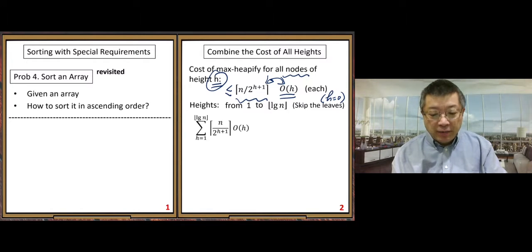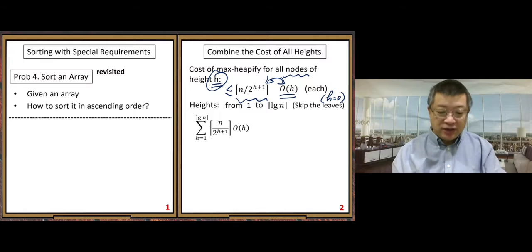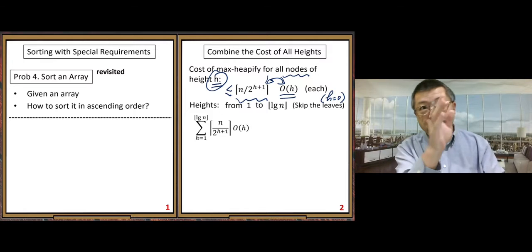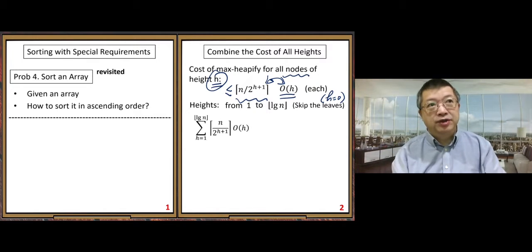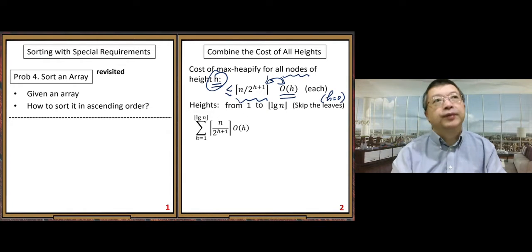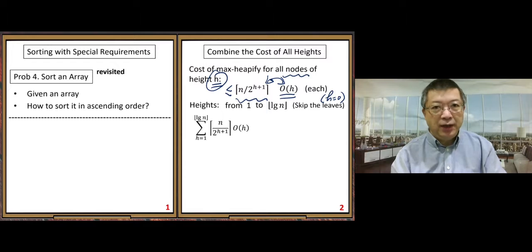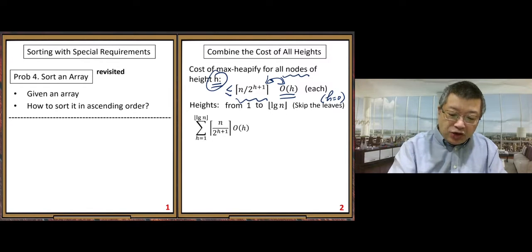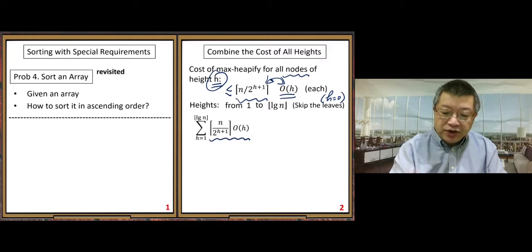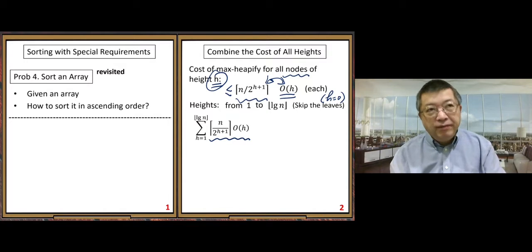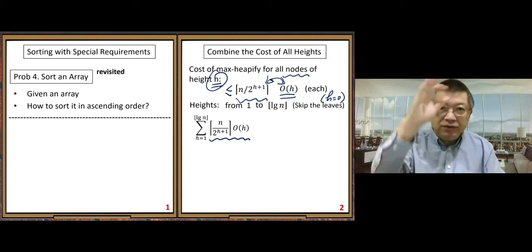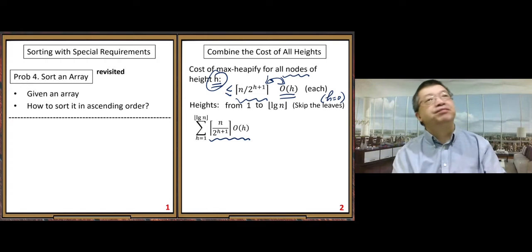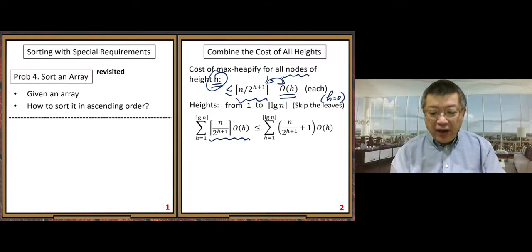Summation formula. I hope you're familiar with this notation, pretty commonly used. Each level, the cost is this much. Then adding up all the levels, that is the expression.